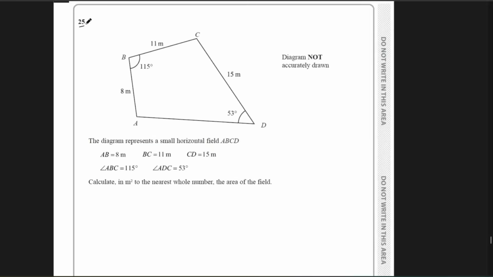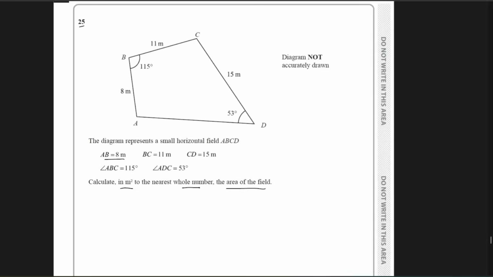Okay, question 25. Let's read the question. The diagram represents a small horizontal field ABCD. So this is a quadrilateral, 4-sided polygon. Side AB is 8 meters, BC is 11 meters, CD is 15 meters, angle ABC is 115 degrees, angle ADC is 53 degrees. Calculate in meters squared to the nearest whole number the area of the field.